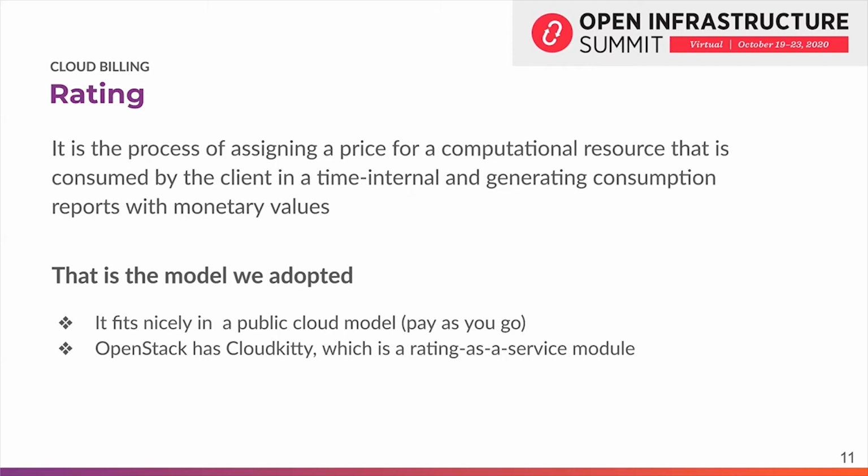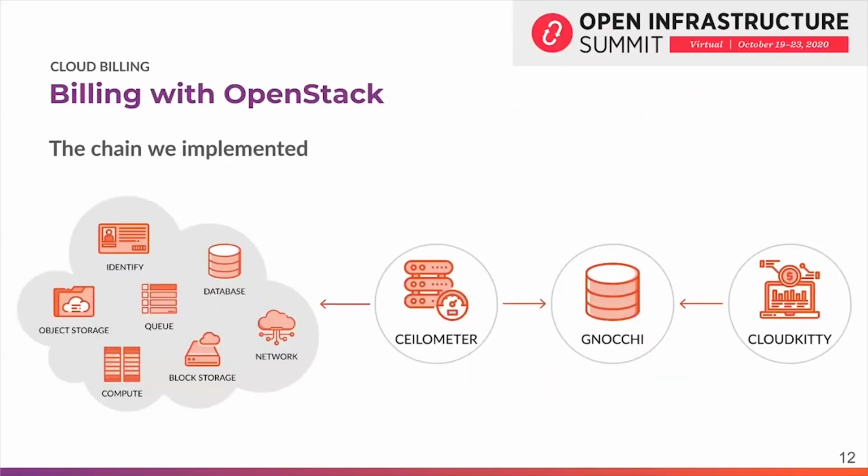And OpenStack has a component called CloudKitty, which is a rating-as-a-service module. So it fits nicely the requirements we were working with. In the chain that we implemented, we are hiding the parts after CloudKitty, where we have an ERP, another system of the company, getting these rated resources that had a monetary value assigned to them, and then generating the invoicing and sending it to the client.